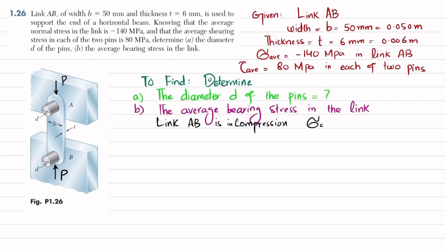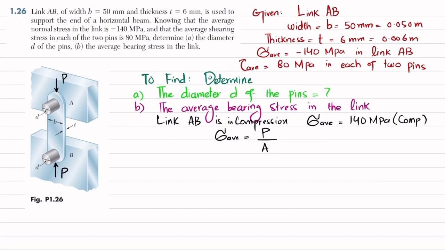Sigma average in the link is given as 140 megapascal. I have removed the negative sign because the negative sign shows compression. We know that normal stress is equal to load per unit area. So we have the area of this link.